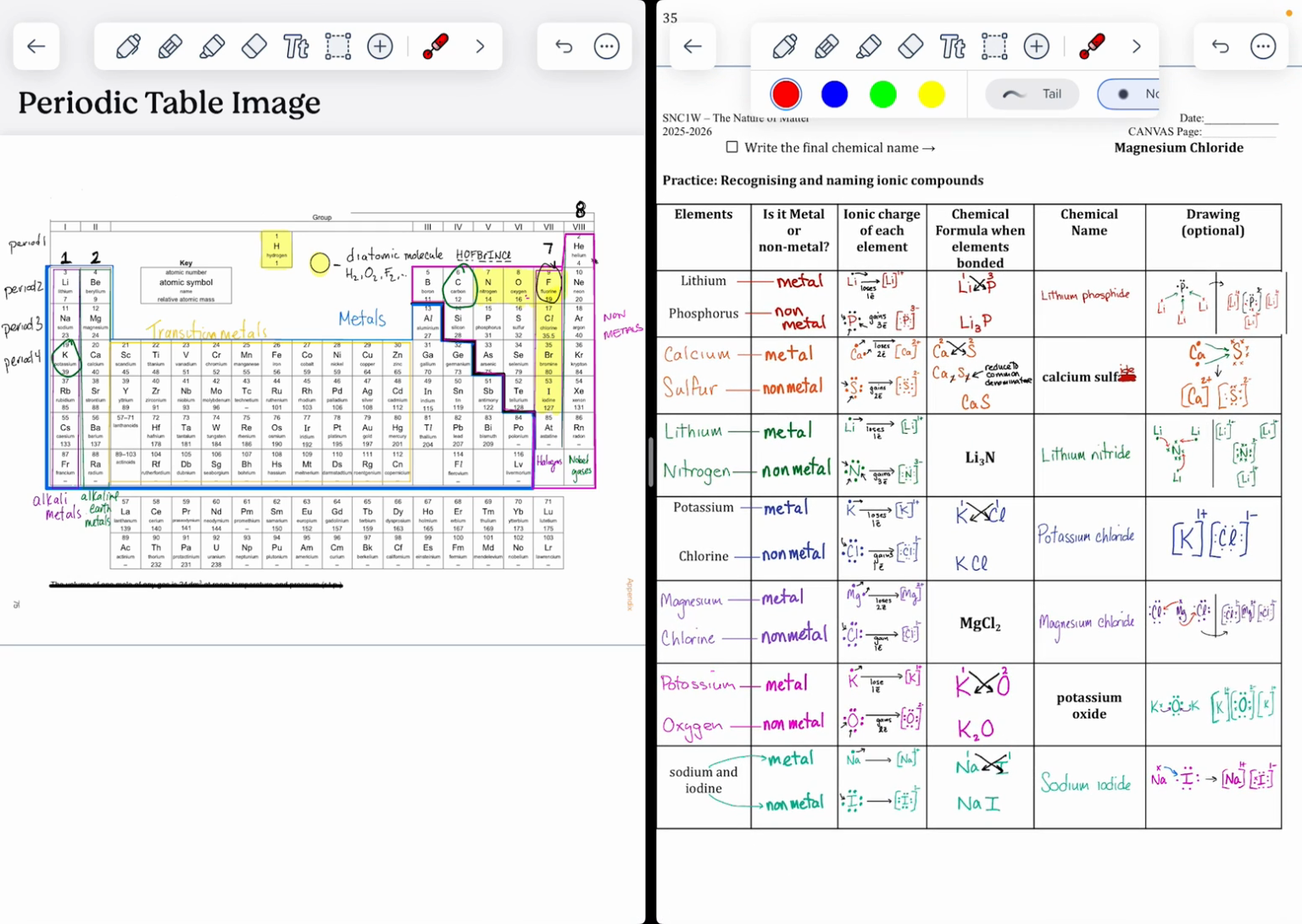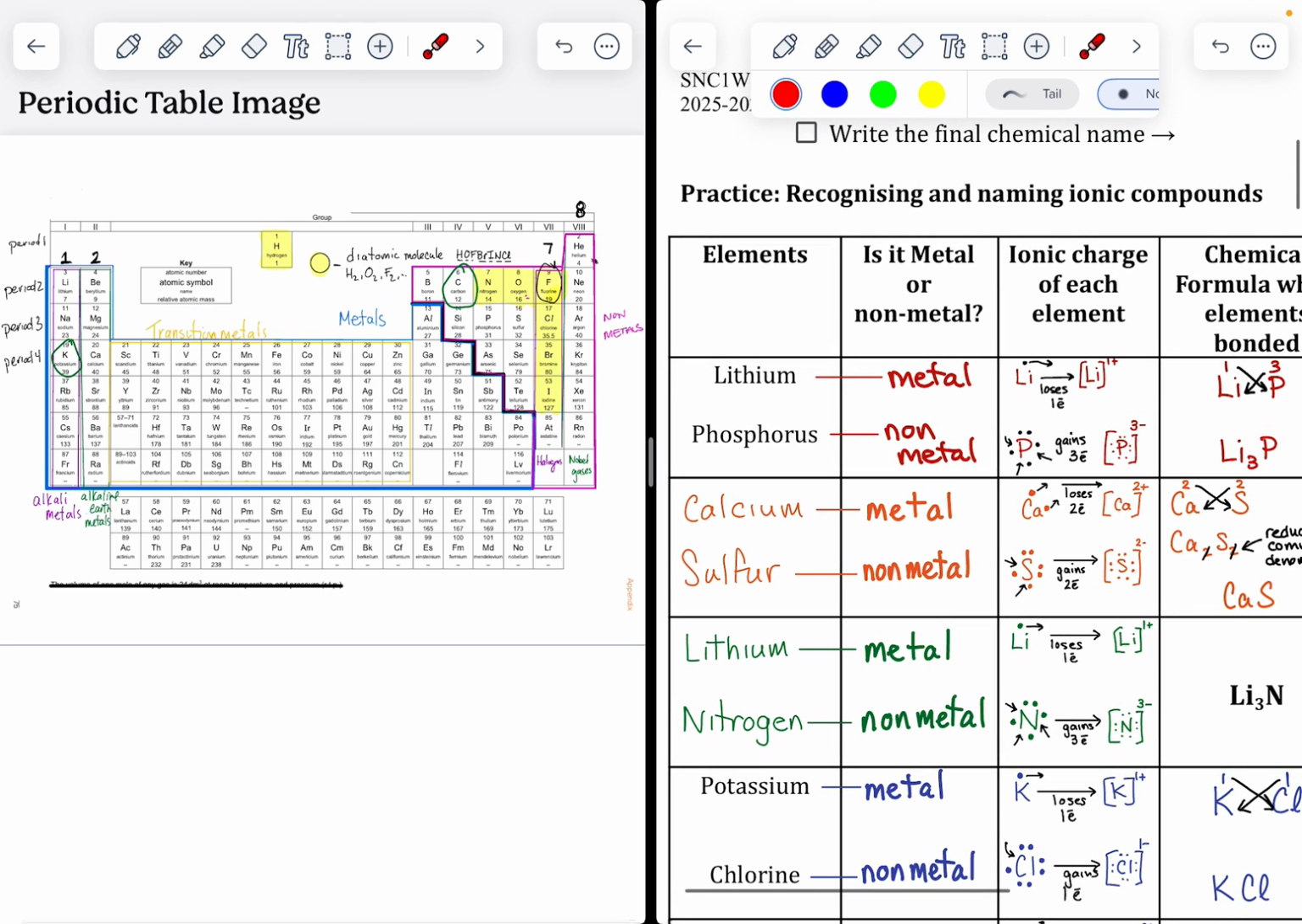Here's some practice, which I will walk you through. You should do this first on your own and then come back here to check your answers. So we're going to start here in the first row, lithium and phosphorus.